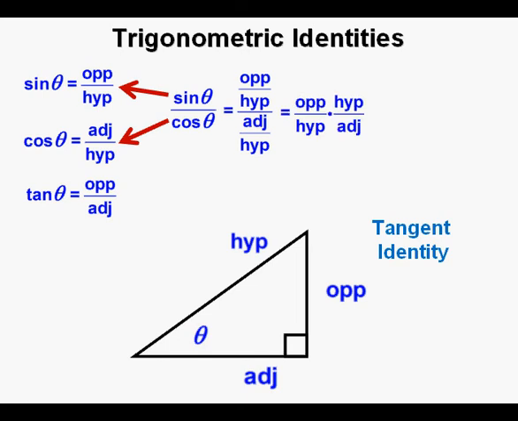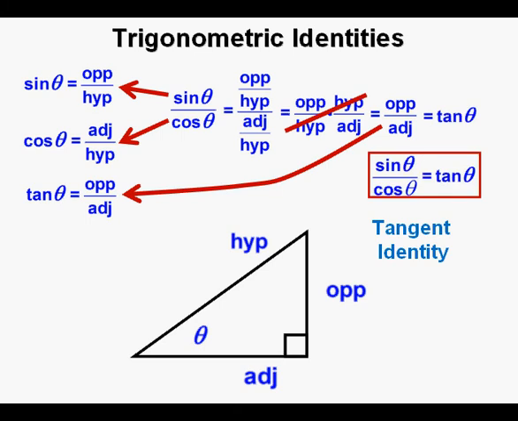And since dividing by a fraction is the same as multiplying by its reciprocal, this equals opposite over hypotenuse times hypotenuse over adjacent. Hypotenuse over hypotenuse cancel to equal 1, so that leaves us with opposite over adjacent. And where do we see opposite over adjacent? We see it over here to the left. So we end up with our tangent identity, and that sine theta over cosine theta equals the tangent of theta. So we now add the tangent identity to our list of identities.